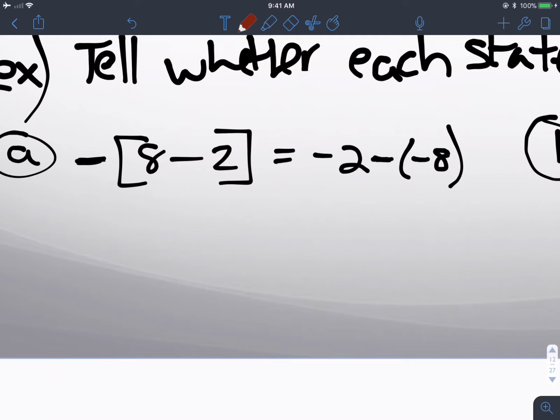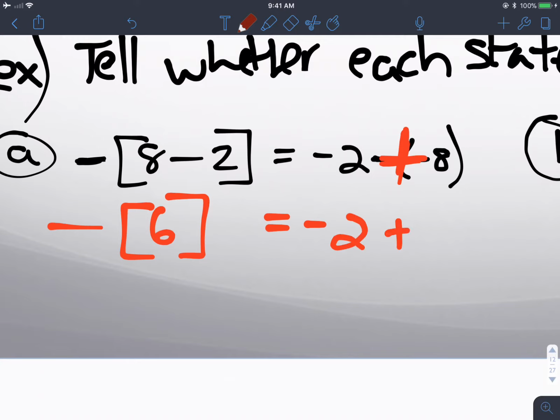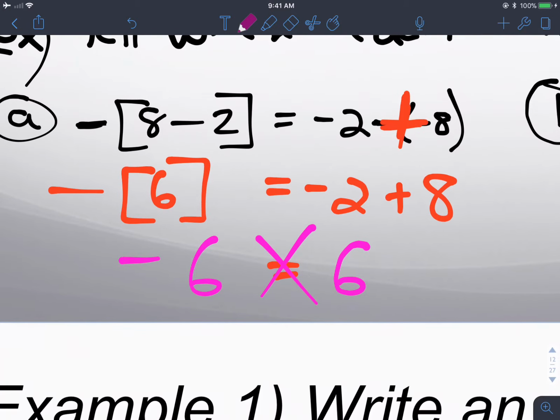So on the left I have 8 minus 2 in the bracket, which is positive 6. On the right side, I have negative 2 minus a negative 8. That's our double negative, so this is negative 2 plus 8. So on the right side, next line is positive 6. On the left side, it's going to be negative 6. Are those two the same thing? No. So this is false.